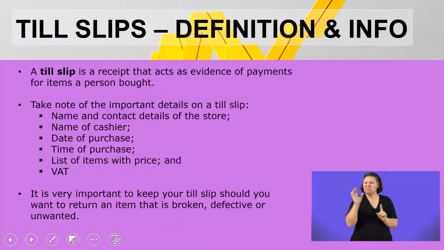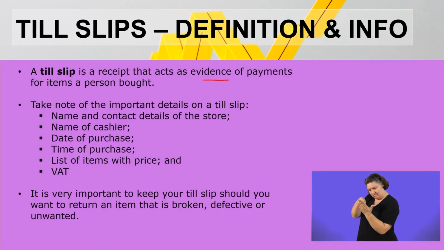Okay, so what is important? What exactly is a till slip? A till slip is a receipt that acts as evidence of payments for items that a person bought.